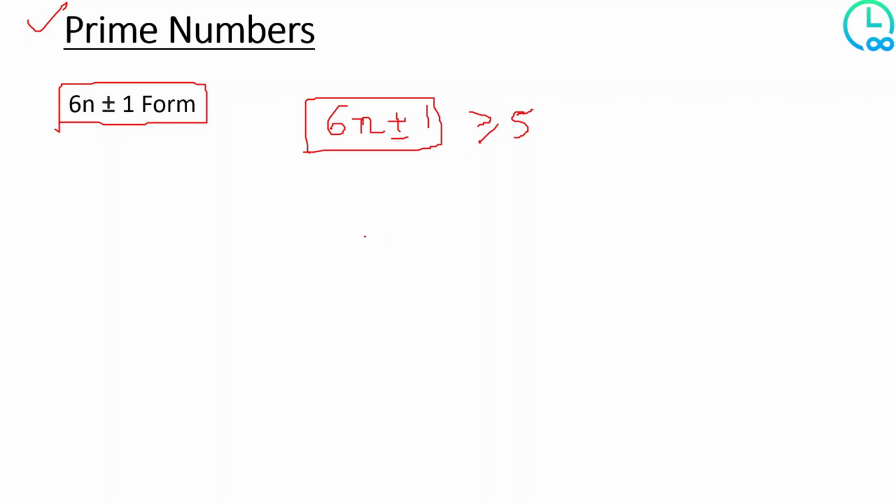But vice versa is not true. What I am going to say: let's see, there is a number, let's say 25. 25 also can be represented in this form, but 25 is not a prime number.